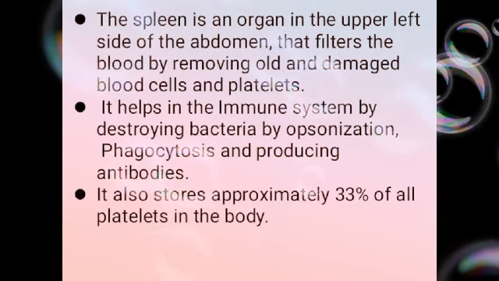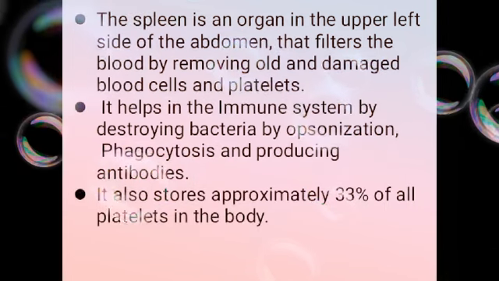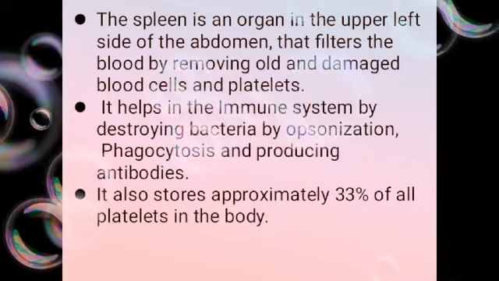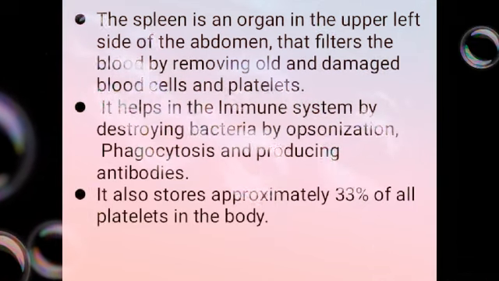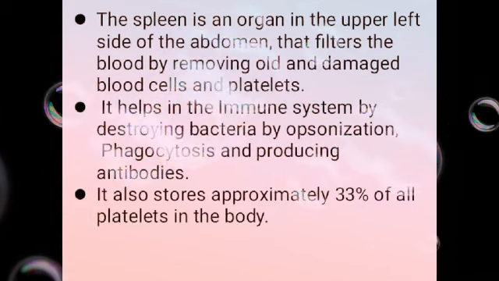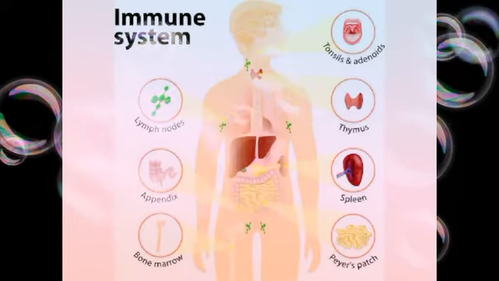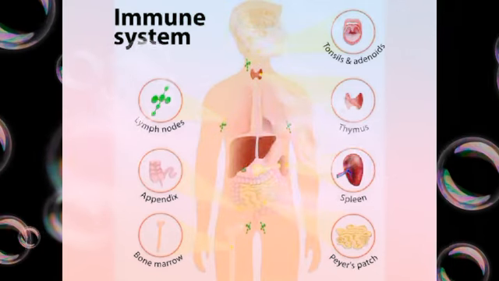Approximately, the spleen stores about 33% of all platelets in the body. We know platelets are the cells that are essential in blood clot formation.